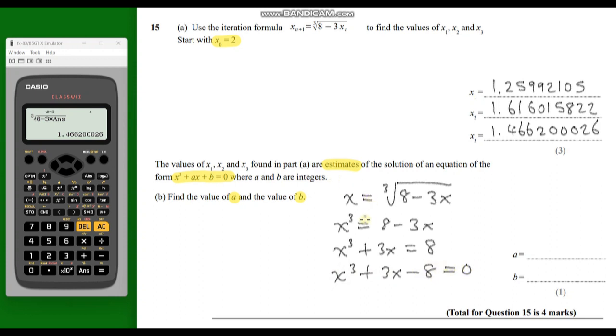And notice now how it's in exactly the same form as this, so we can identify our values for A and B. A is the coefficient on the x term, which is positive 3, and B is the constant term, which is negative 8. So my values for A and B are 3 and negative 8.